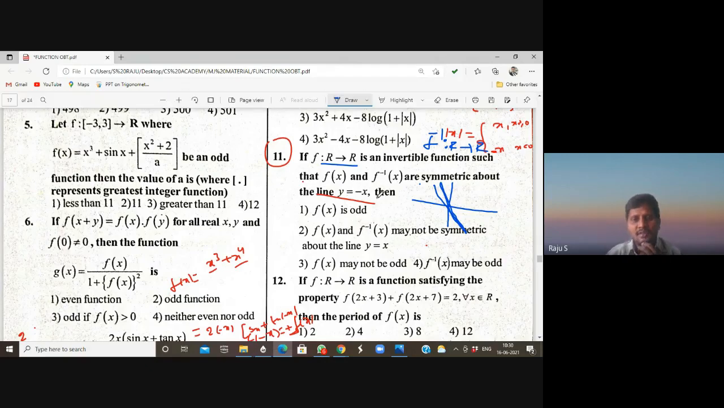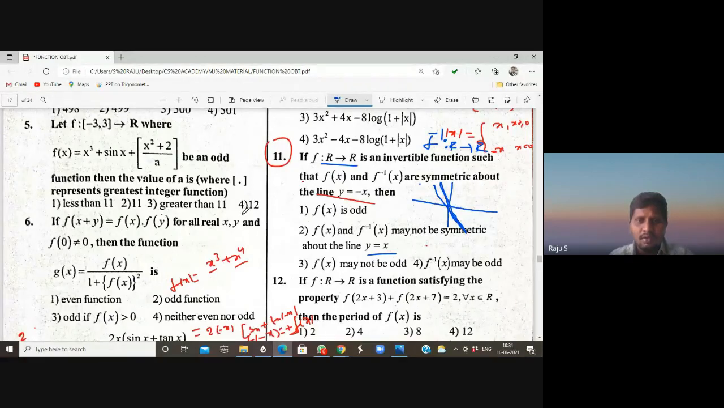So clearly it is symmetric about y is equal to minus x. Then what about the function: whether f of x is odd, or f of x and f inverse of x may not be symmetric about the line y is equal to x. Already they have given y is equal to minus x, it is symmetric. Then what can you conclude, students? The third option may not be odd. F inverse of x may be odd.